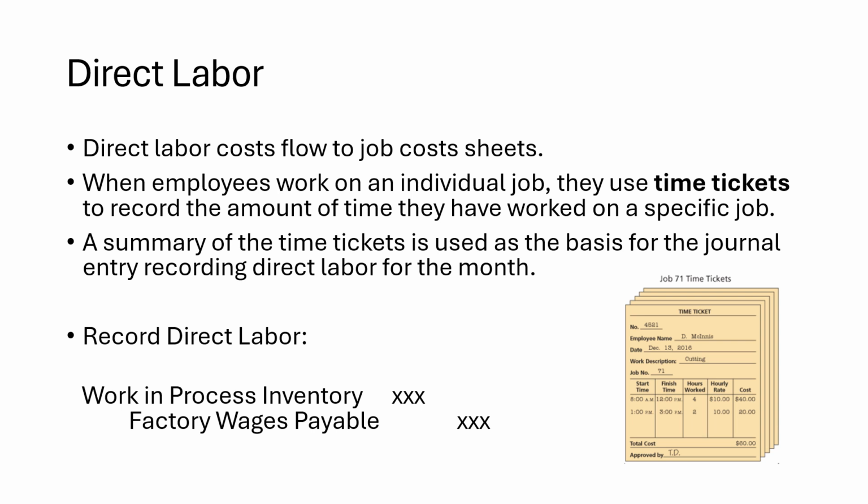A summary of the time tickets is used as the basis for the journal entry to record direct labor at the end of the month. So all of that is accumulated. All of those direct labor costs are accumulated for the journal entry. So you debit work in process inventory and you credit factory wages payable.